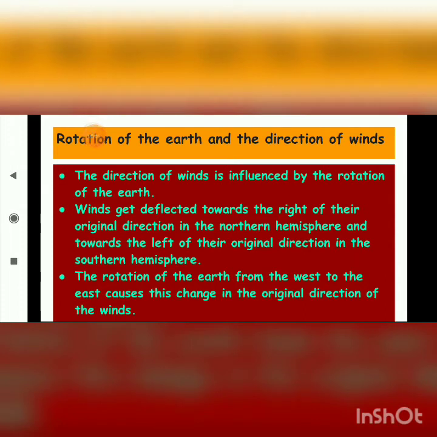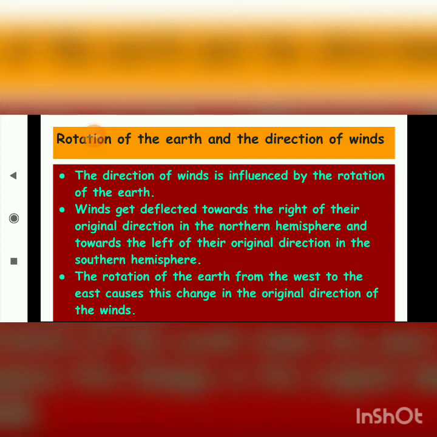Next, students, is rotation of the earth and direction of winds. Okay, students, so what is it? The direction of winds is influenced by rotation of the earth. So what does it mean? The direction of winds is influenced by rotation of the earth. Winds get deflected. Deflected means what, students? To change its direction. Okay. So winds get deflected towards the right of their original direction in the northern hemisphere and towards the left of their original direction in the southern hemisphere.